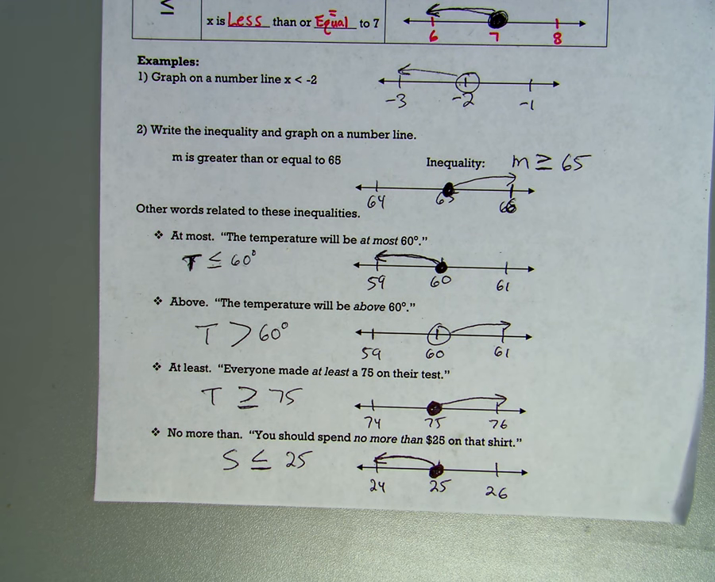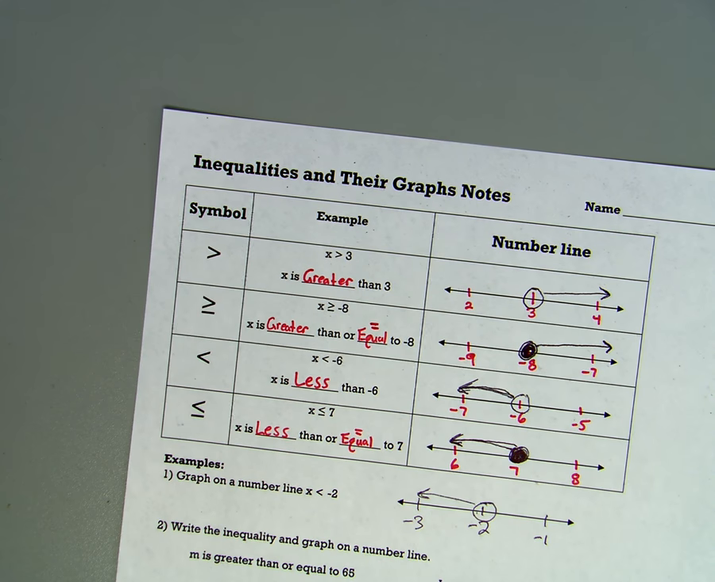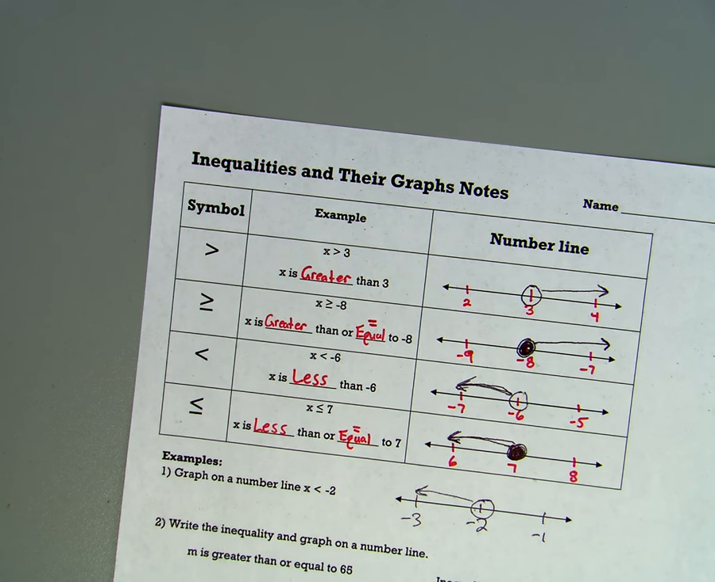So those are our symbols that we're going to go ahead and work on in class tomorrow. We have our greater than or equal to, less than, and less than or equal to.